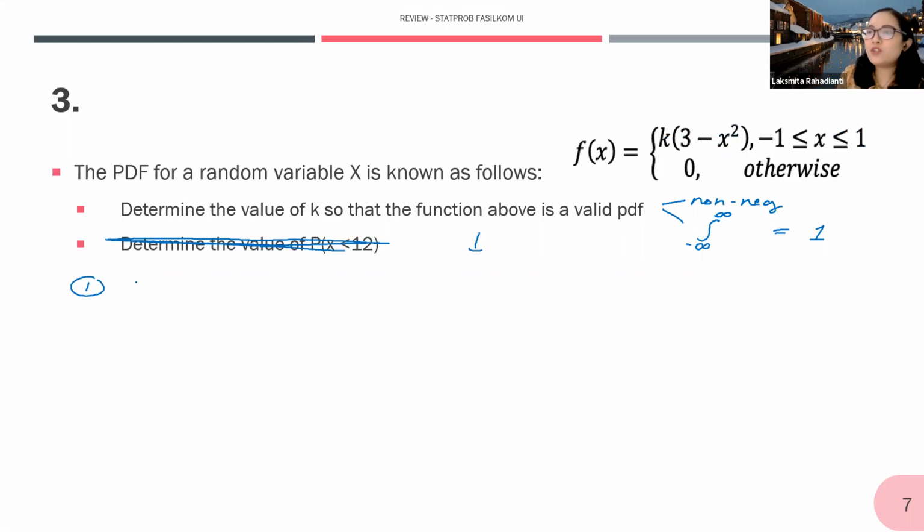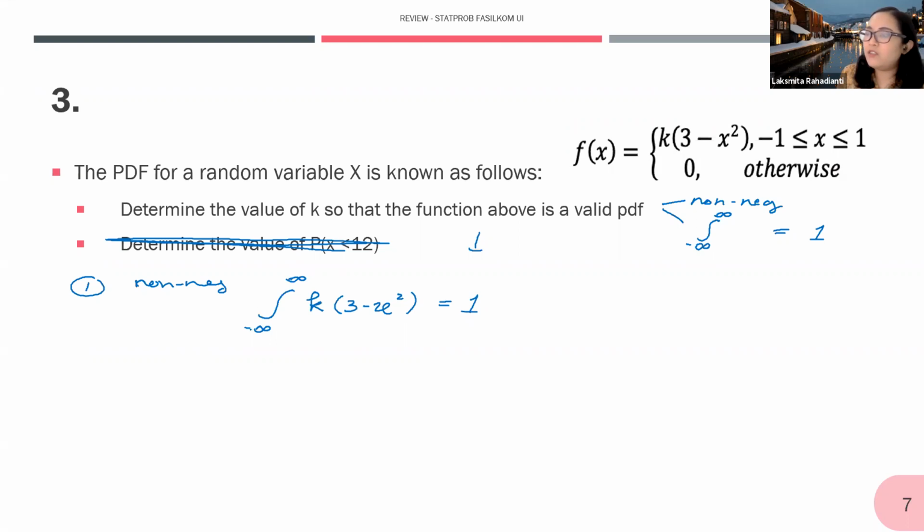So the first one, I have to be able to prove non-negativity. And the second one, I need to be able to prove that it's valid over the range. So here I have negative infinity to infinity, and I can either do the non-negativity one or I can do this one. It has to be equal to 1. This looks a little daunting.